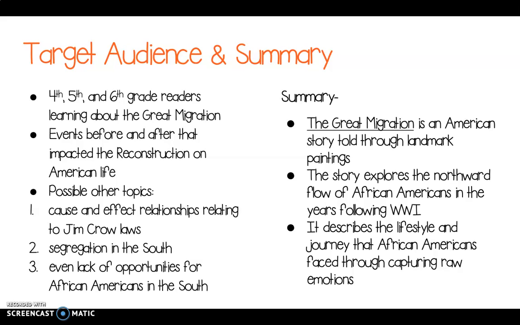The summary of the Great Migration is an American story told through landmark paintings and is paired with a story told in first-person point of view. The story explores the northward flow of African Americans in the years following World War I. It describes the lifestyle and journey that African Americans faced through capturing raw emotions such as fear, hope, anger, and bravery within the illustrations. Families, like Lawrence's, are depicted making decisions which turned into part of U.S. history.